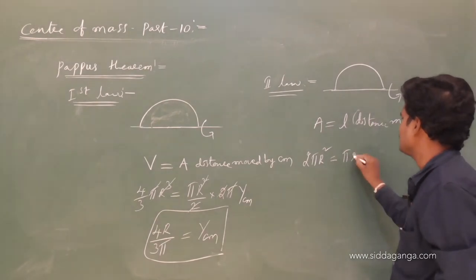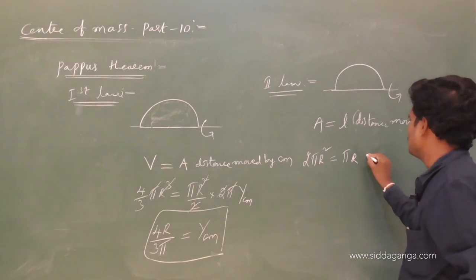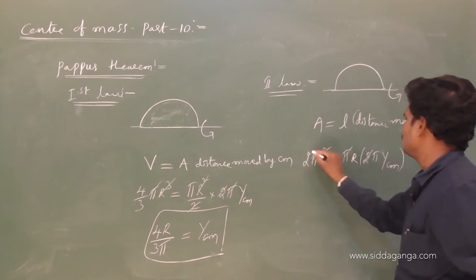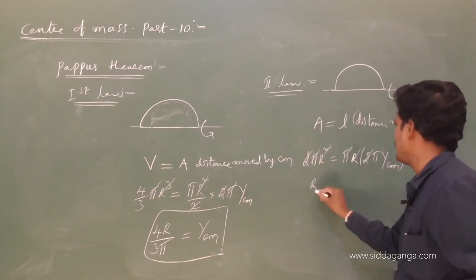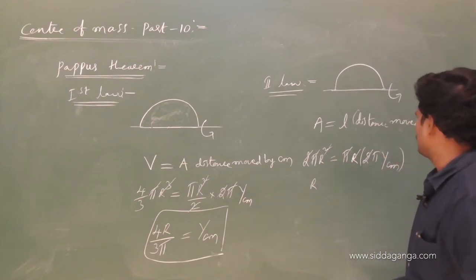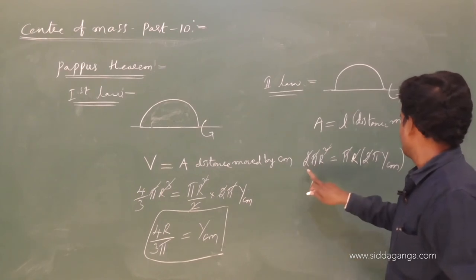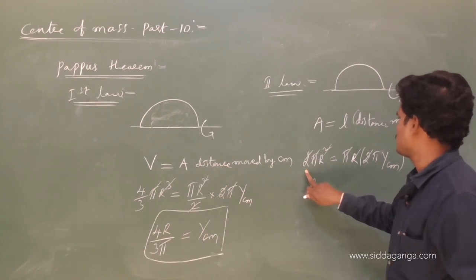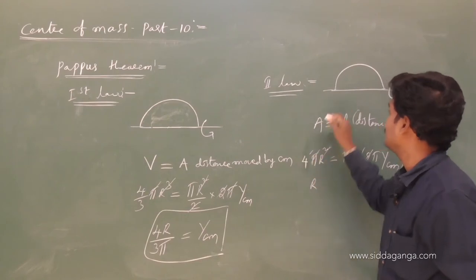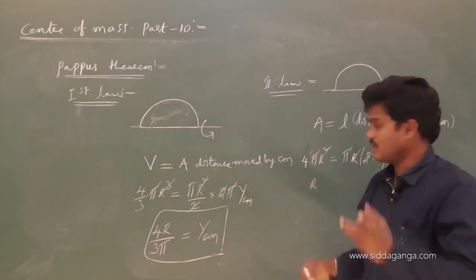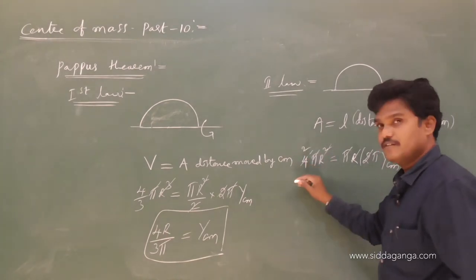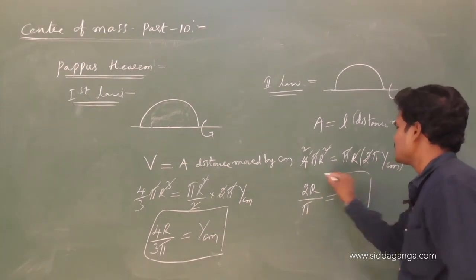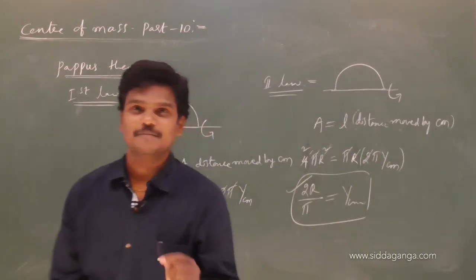Length of the semicircular wire is pi r. Distance moved by center of mass is 2 pi ycm. So pi r square, this is r. So here, how much now? Length of the circle, sorry, this is what? 4 pi r square, because it's going to cover a hollow sphere. So left side is 4 pi r square, and the right side is 2 pi r times ycm, so ycm is 2 r by pi. What is this formula? Center of mass of a semicircular wire.